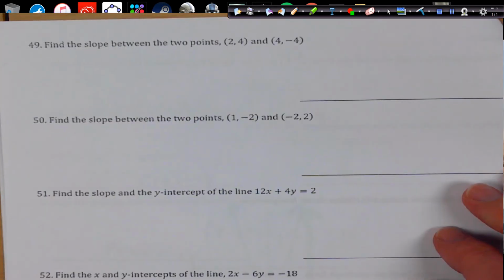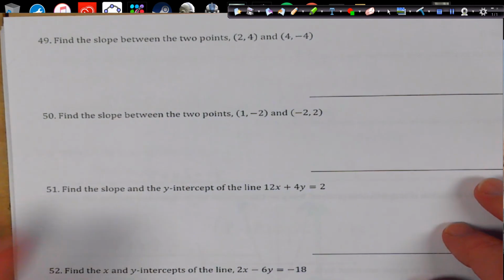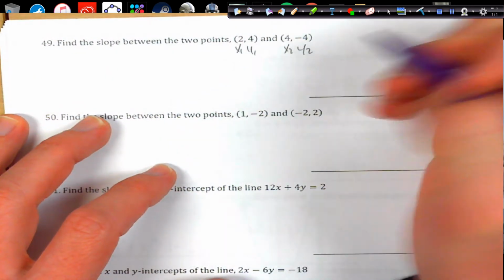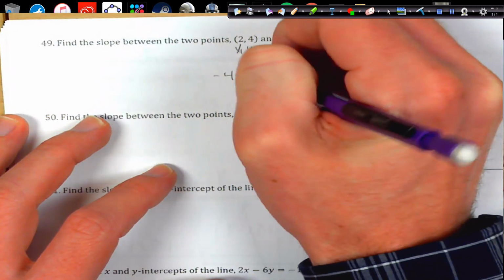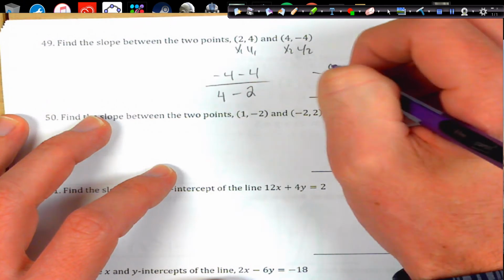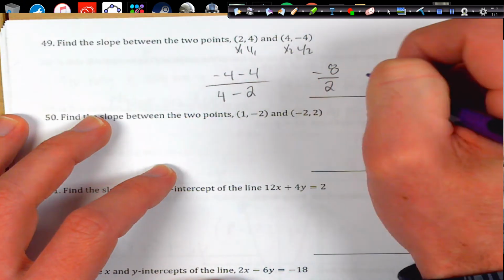Okay. Just to make sure you're getting practice, right? Practice with our slopes. We got a couple more. x1, y1, x2, y2. Negative 4 minus 4, and 4 minus 2. That's negative 8 over 2, which is negative 4.